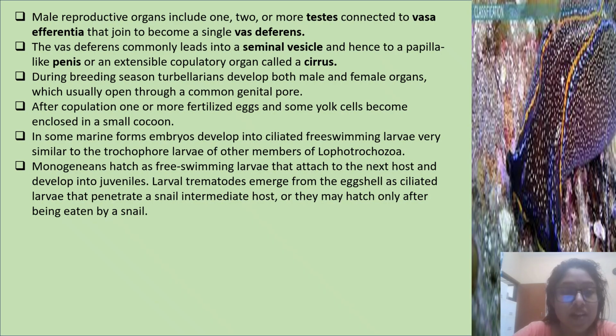In some marine forms, embryos develop into ciliated free-swimming larvae, very similar to the trochophore larvae of other members of the Lophotrochozoa. Next, monogeneans hatch a free-swimming larva that attaches to the new host and develops into a juvenile. Larval trematodes emerge from the eggshell as ciliated larvae that penetrate a snail intermediate host, or they may hatch only after being eaten by a snail.